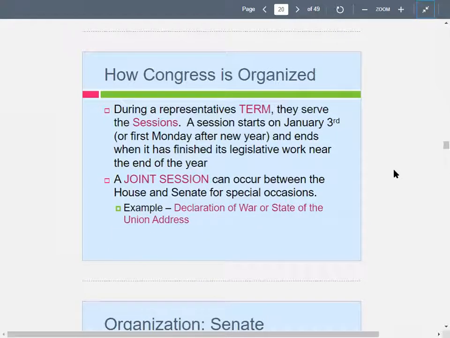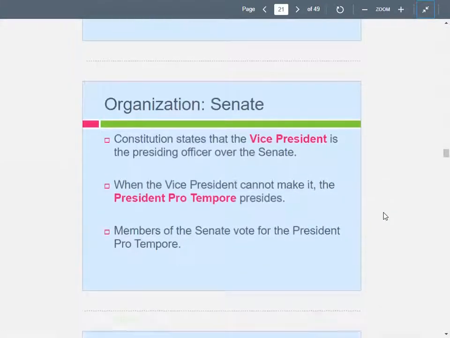So how is Congress organized? During a representative's term, they serve sessions. A session starts on January 3rd, or the first Monday after the new year, and ends when it has finished its legislative work near the end of the year. A joint session can occur between the House and the Senate for special occasions. So that's when the House and the Senate come together to meet. An example is during a declaration of war or the State of the Union address.